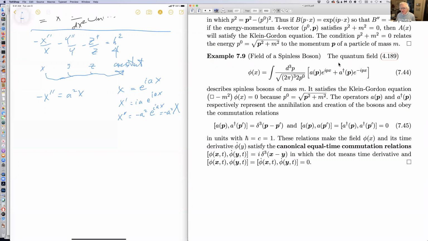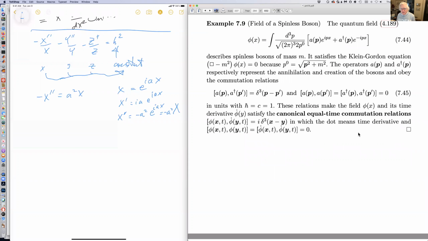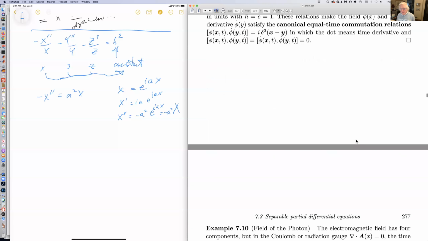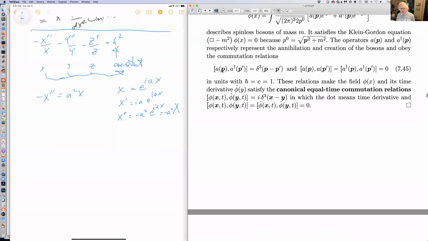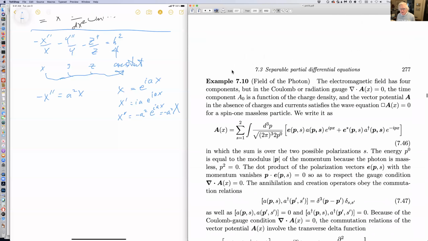For a spin zero field, like for example one of the components of the Higgs field, the quantum field looks like this. This annihilates a particle of momentum p. This creates a particle of momentum p. And these a and a dagger satisfy these canonical commutation relations. Notice they're at equal times. They follow from these equal time commutation relations. There are no time variables in the annihilation and creation operators.